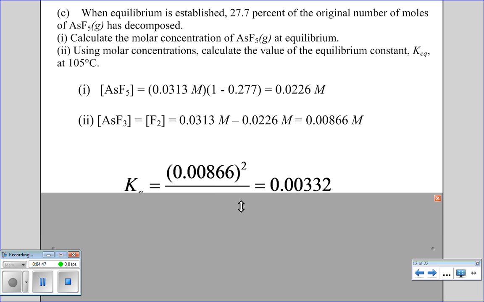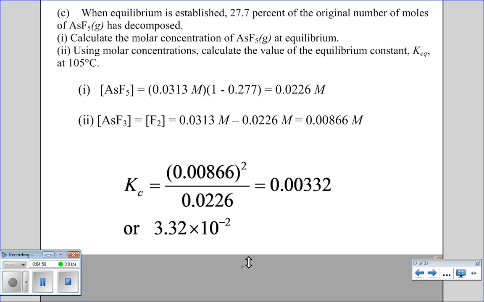So now I just have to plug it into the Kc expression. And this is squared not because we have a coefficient 2, but because we have arsenic trifluoride times fluorine gas, and they're both the same number, so it ends up as a squared term. And this, of course, is the concentration of the arsenic pentafluoride that's left behind. My Kc is 0.00332, or you could write it this way, 3.32 times 10 to the minus 2.